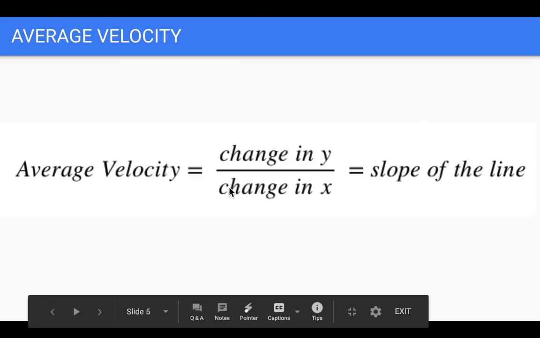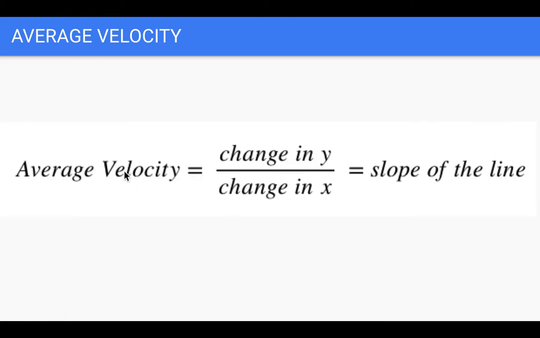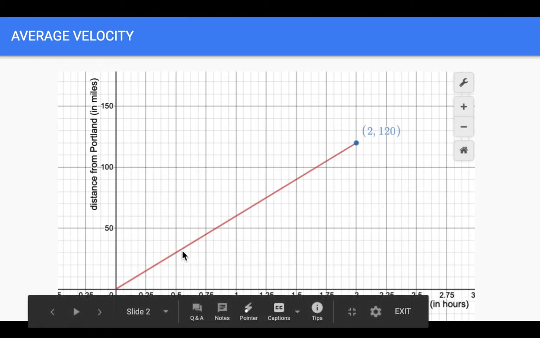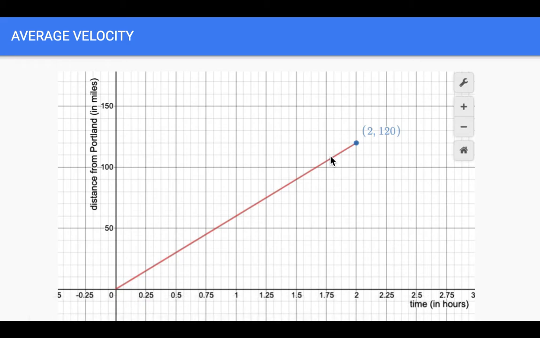Note that this change in distance over change in time is really the same as the change in y over the change in x, which is just the definition of the slope of the line. So when we look at the change in distance over the change in time, we're looking at the change in y over the change in x, which is slope. In this case, the average velocity equals the slope of the line. They're the same thing. It's rate of change.